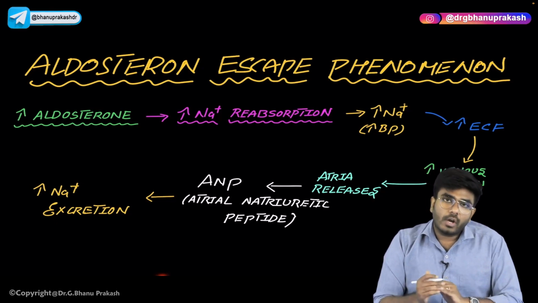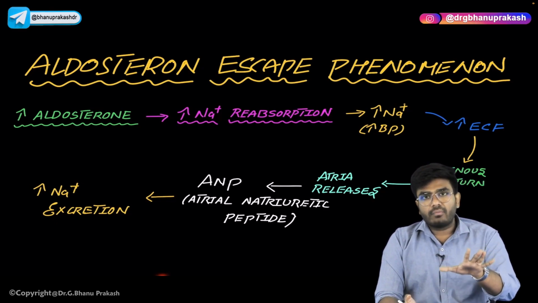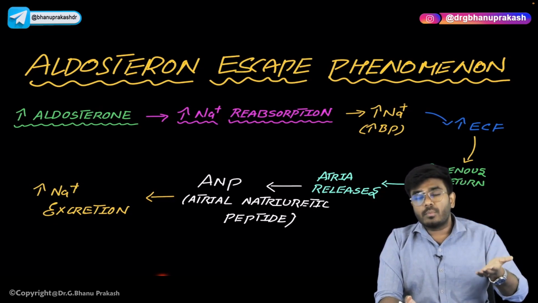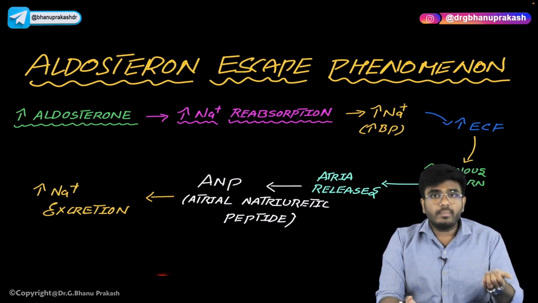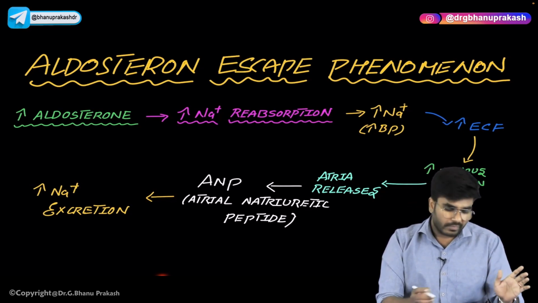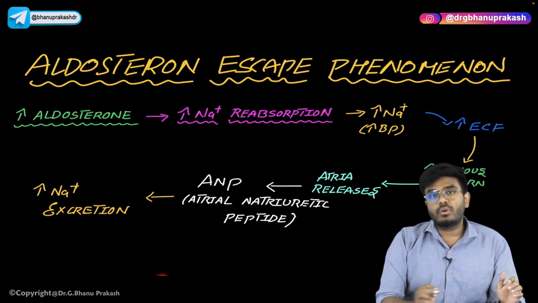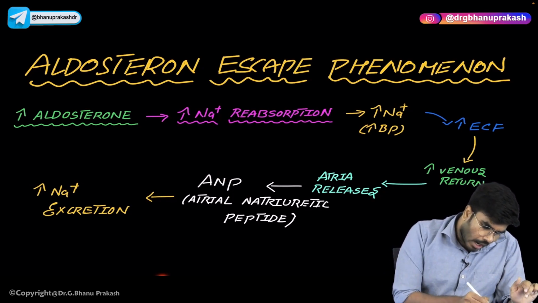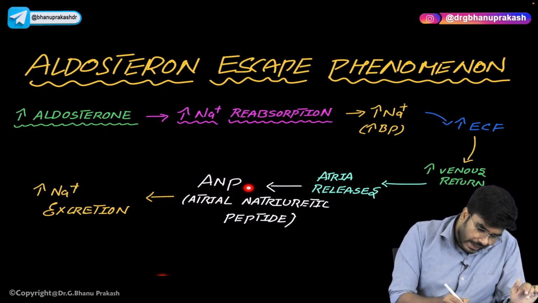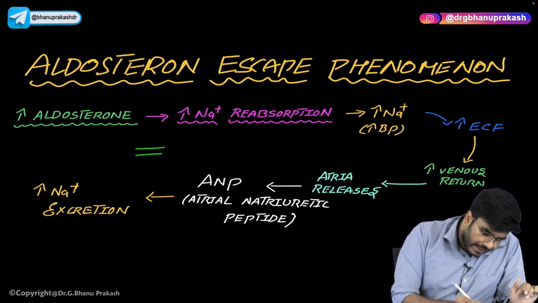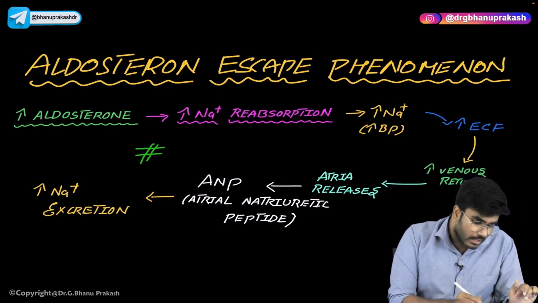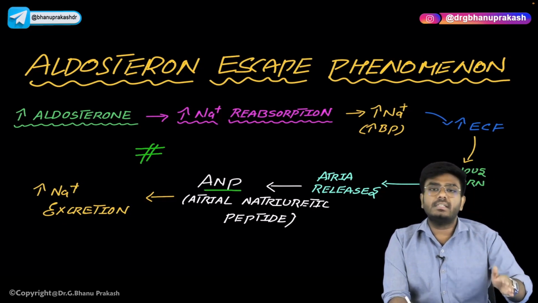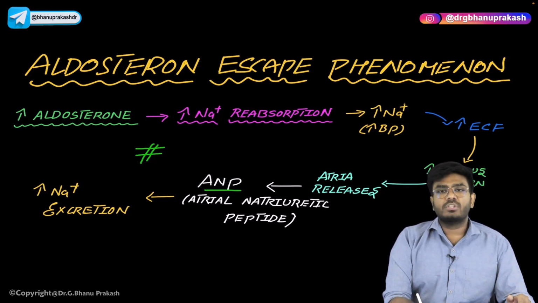So what is the importance of the aldosterone escape phenomenon? Even though there is so much aldosterone and so much sodium is getting reabsorbed, all that extra reabsorbed sodium will be sent back into the urine with the help of this atrial natriuretic peptide. So abnormally, sodium levels will never increase in the blood. Can we say aldosterone and atrial natriuretic peptide are absolutely antagonistic hormones? Yes. Aldosterone will try to reabsorb the sodium, atrial natriuretic peptide will excrete the sodium. So they are physiologically antagonistic hormones.